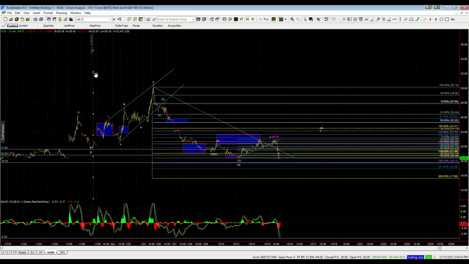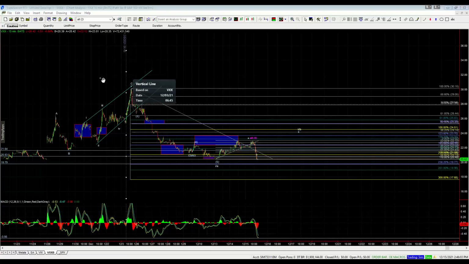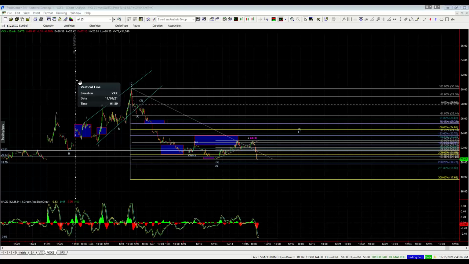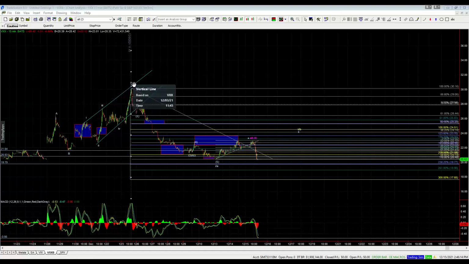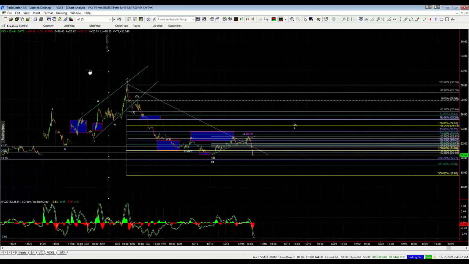2164. It started on November 29th. It ended on December 3rd, and that was how many trading sessions? 29th, 1, 2, 3, 4. 4 trading sessions to get from the starting point to the ending point of this diagonal. Okay, so assuming that this was indeed an ending diagonal, which should look pretty textbook, that would tell me that this should retrace back down to the origination point of that diagonal in less than 4 trading sessions.